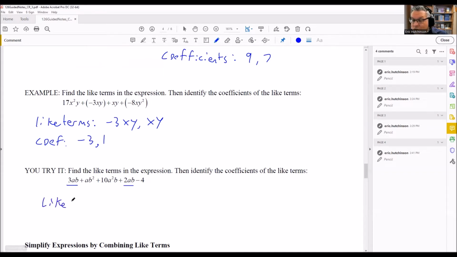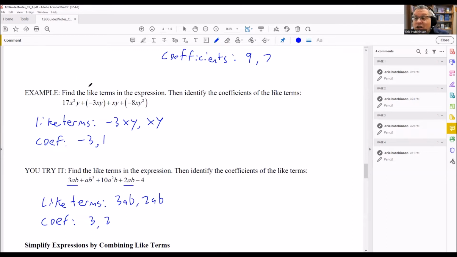Okay. So the like terms here, if I can spell right, would be 3ab and 2ab. Okay, those are the two like terms. The coefficients of the like terms would be 3 and 2. It's just the numbers that come in front. Now, it doesn't matter how many variables you have together, the coefficient is still always the number that's in front of all the variables. So it's 3 and 2.